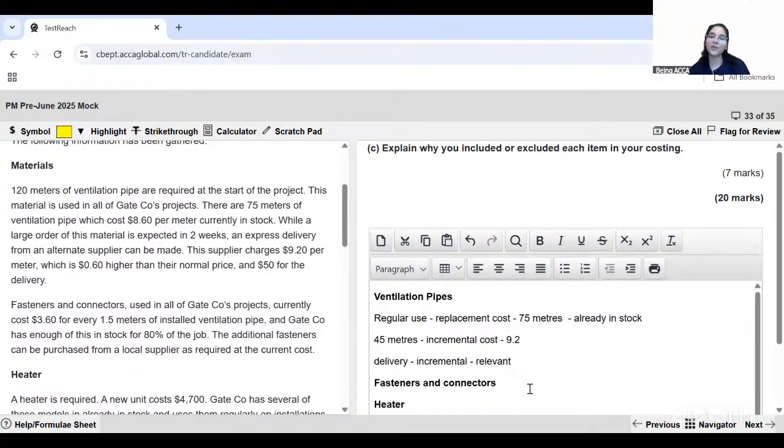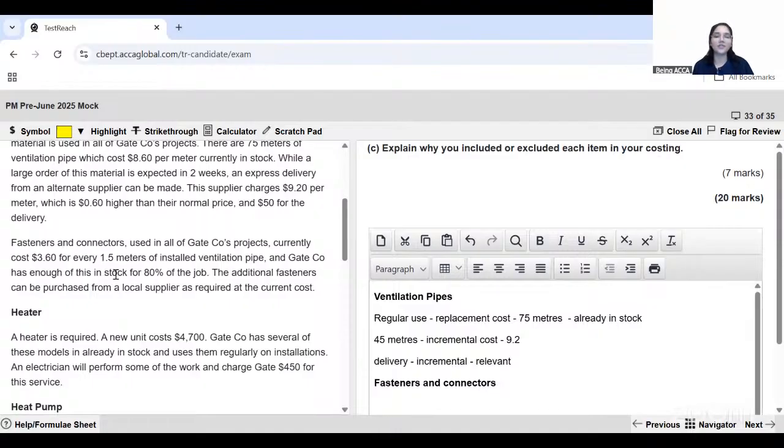Then the next thing which we spoke about was about the fasteners and the connectors. Again, the reason over here is going to be that this is also in the regular use of the company, so we always take the replacement cost. Now you had 80% of the material with you lying already, but since this entire 100% is going to be used up in this particular project only, the 100% of the cost is going to be considered as relevant. Then let's move ahead to the next item.